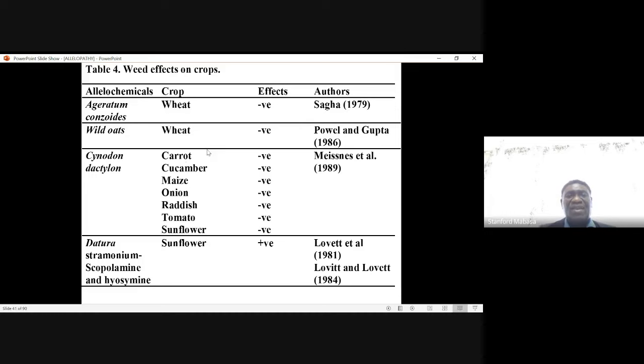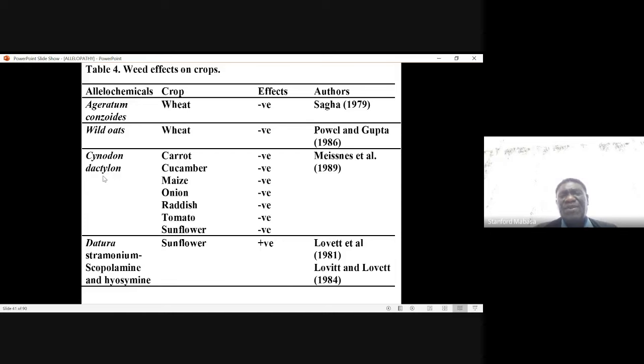Carrot, cucumber, maize, onion, radish, tomato, and sunflower. I remember I showed you a slide of a field with very short maize growing in association with Cynodon dactylon.